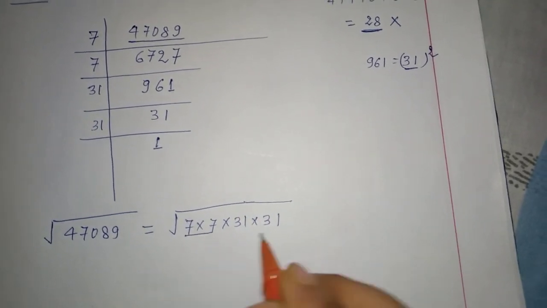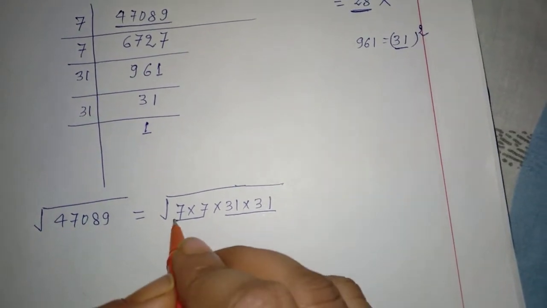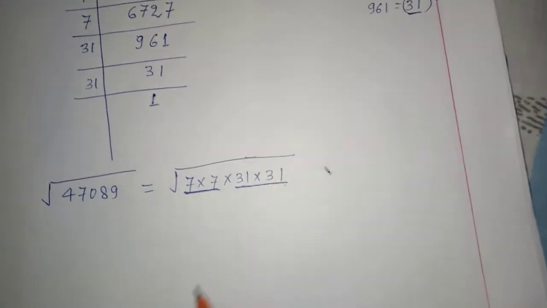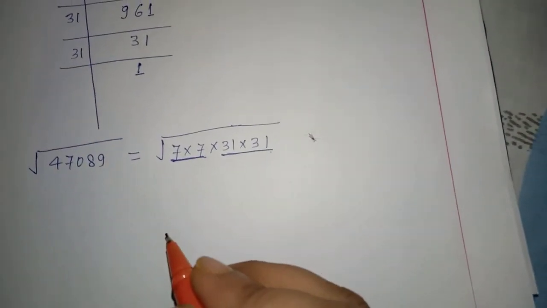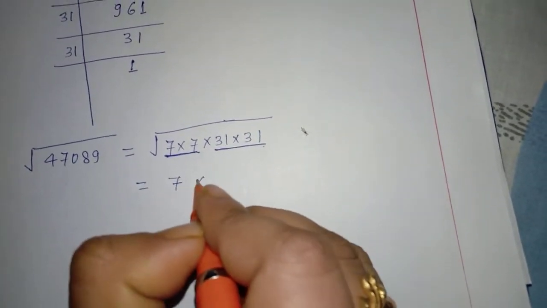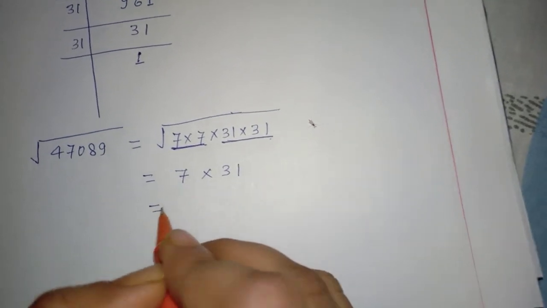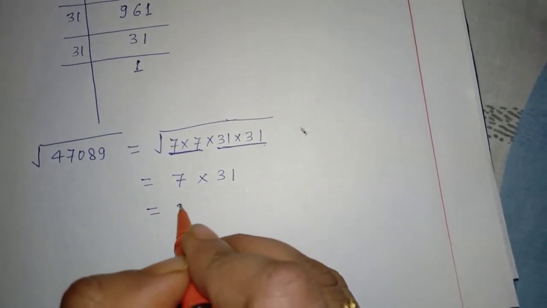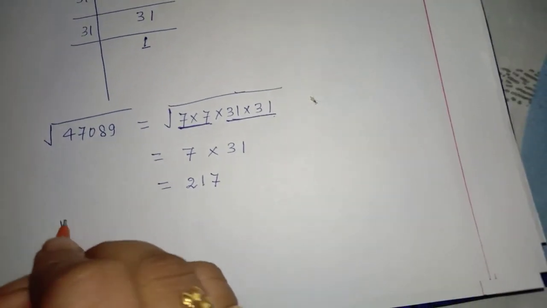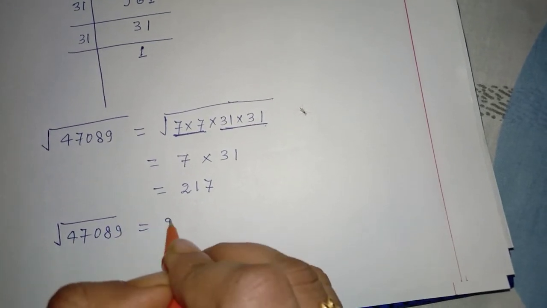In the second step, make pairs of prime factors of the same numbers. 7 and 7, 31 into 31. Both are the same numbers. Now take one factor from each pair. So 7 into 31. Find the product of the above factors. Then 31 sevens are 217, and the square root of 47,089 is 217.